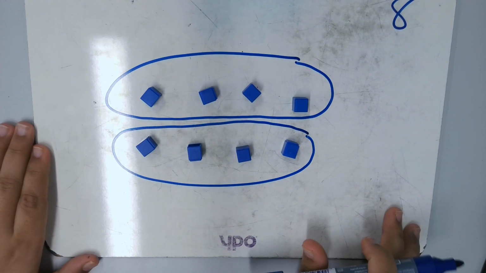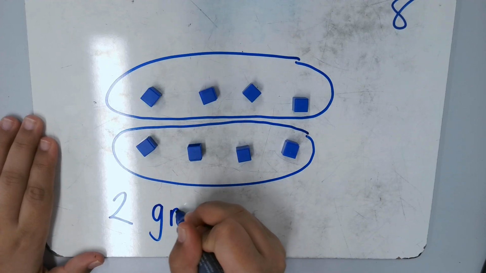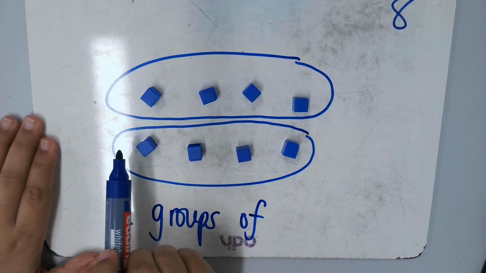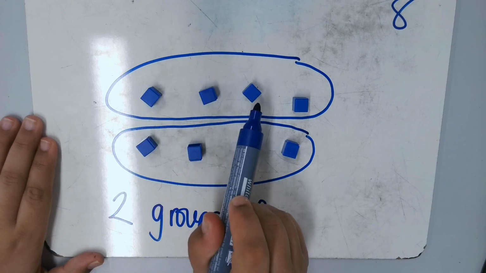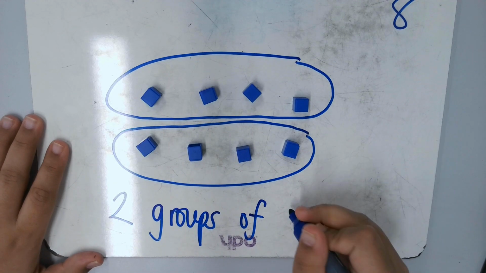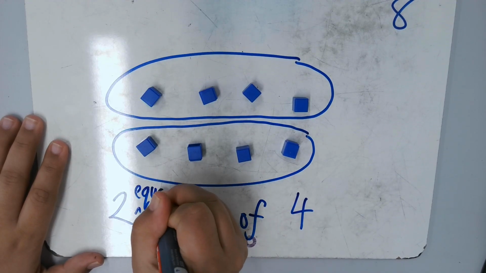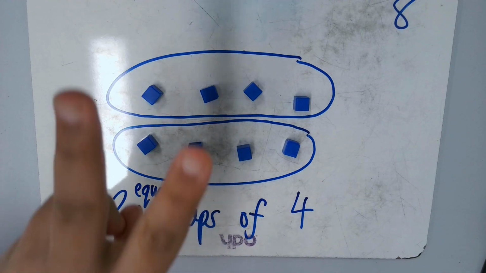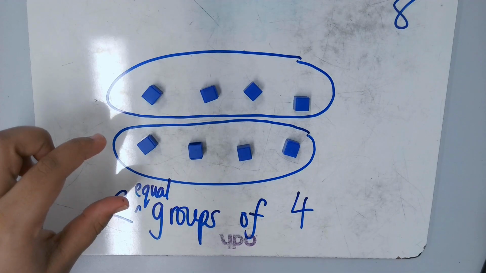I can see here that I've got 2 groups of, well, let me see, how many are in each group? 1, 2, 3, 4. 1, 2, 3, 4. I've got 2 groups of 4. I'm actually going to add the word equal in there. I've got 2 equal groups of 4. That means I've got 2 groups and there are 4 cubes in each group.